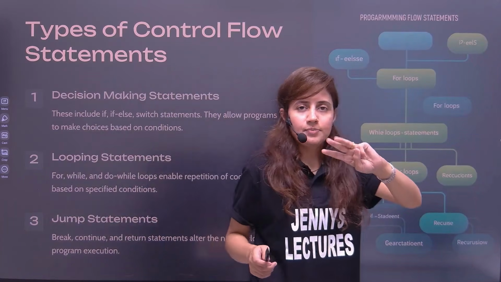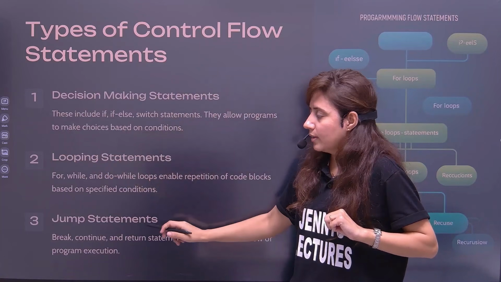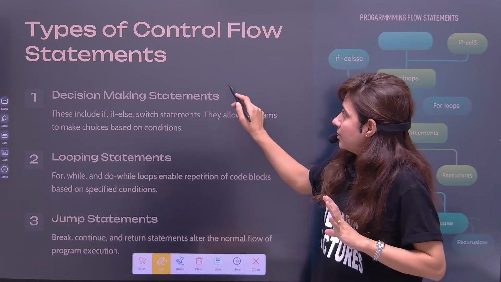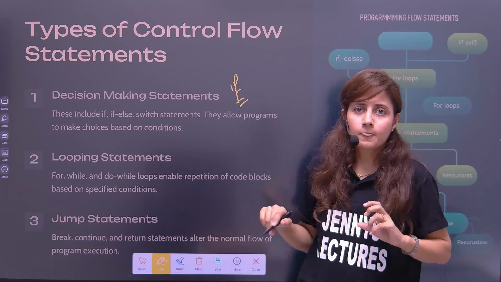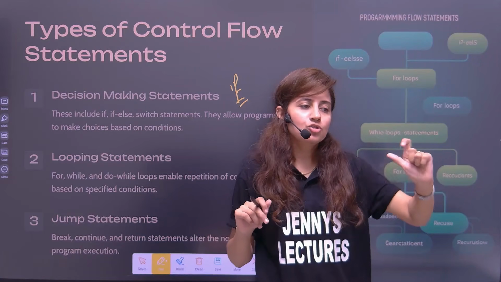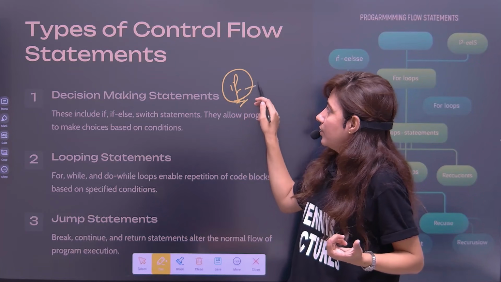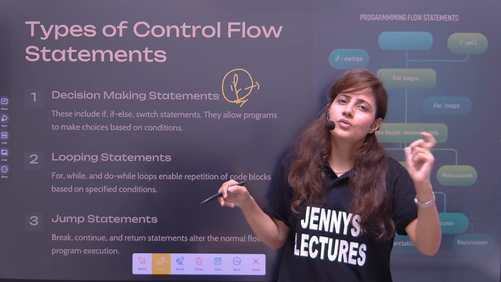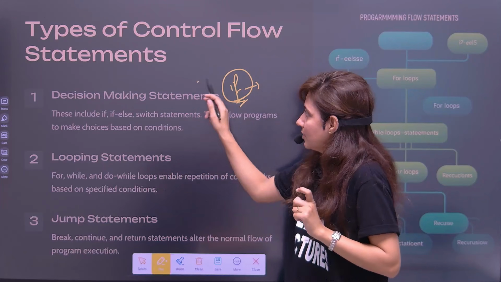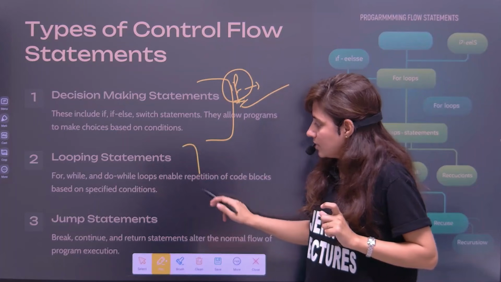Now, types of control flow statements. So basically three types are there. First is decision making, looping, and jump statements. In decision making, the if statement comes. You are going to make some decision based on certain conditions. There are different variations of if: else if ladder, nested if. All these statements we'll be discussing in detail in the next lecture.